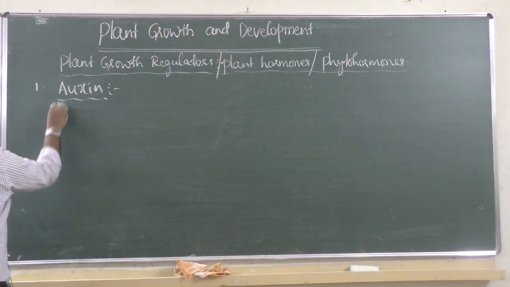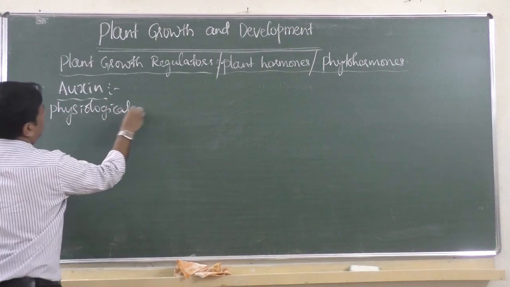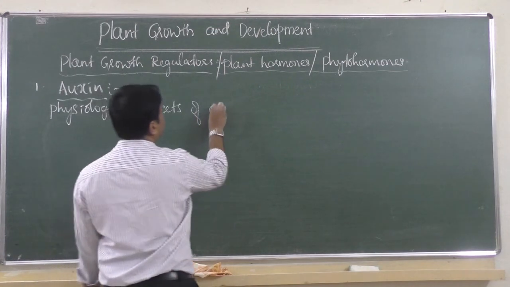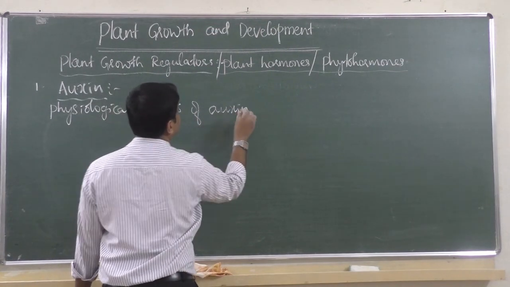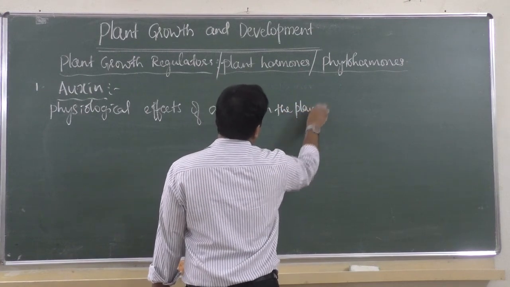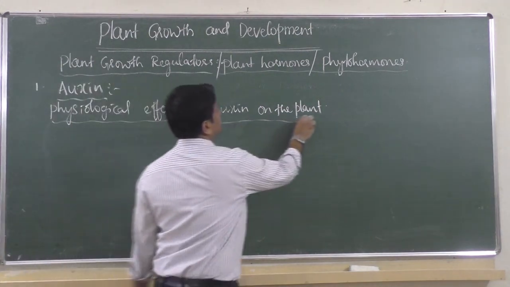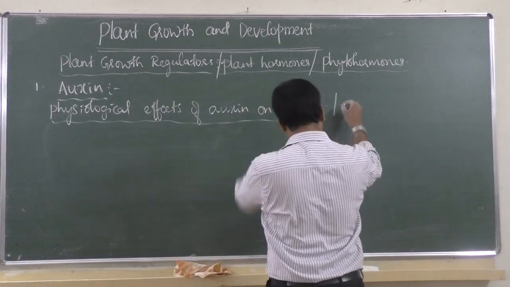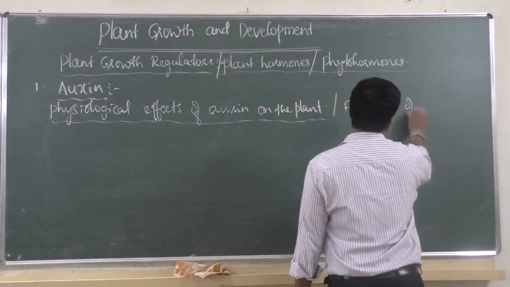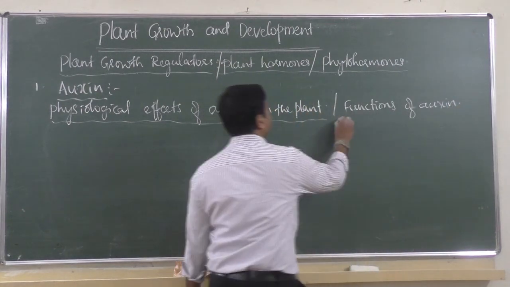Okay, physiological effects of auxin on the plant. That means how it helps the plant to grow. In other words, for your easy understanding, we can write functions of auxin, or work of auxin, how it helps the plant.